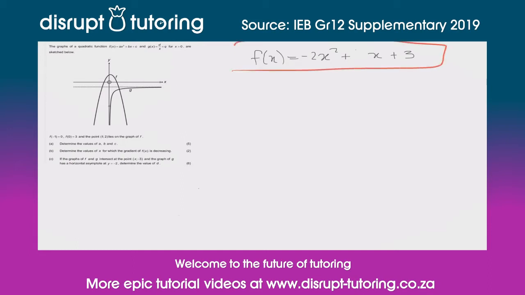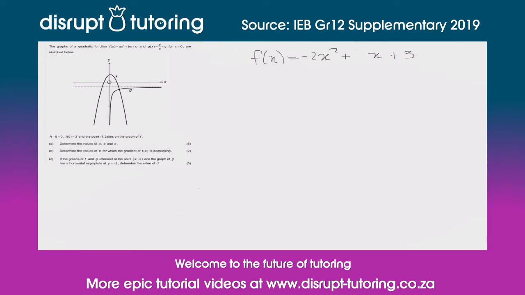Specifically, we've seen that we've got an f of x function, and we've solved for the a, b, and c, which is super helpful, and it's going to help us in this last question. So they've said to us, if the graphs of f, so my f is this parabola over here, and g is this half hyperbola. Remember, we've said specifically that the hyperbola is for x greater than 0, so we can't have any values that are less than 0 for the x values. They've said to us they intersect at the point x, minus 3, and the graph of g has a horizontal asymptote at y equals minus 2. Determine the value of d.